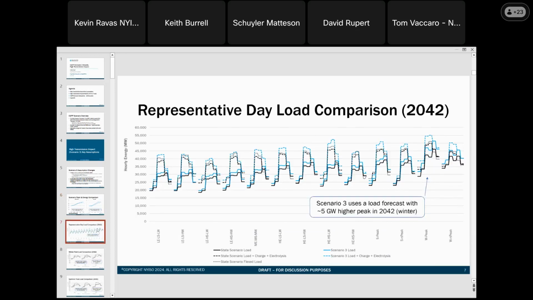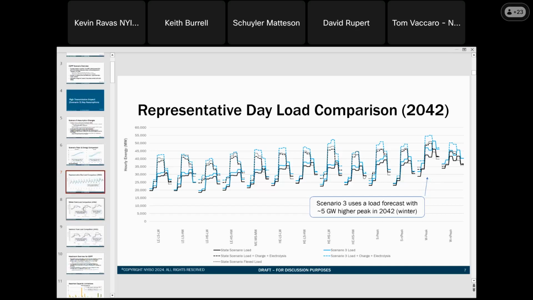And we've also made an effort just to show this in different ways. So this is showing how the load changes from a representative day perspective, the representative day being the main time periods that the model sees and makes its decisions based on. The black lines, the solid as well as dashed, are from the state scenario, and the blue lines are from scenario 3. So you can see how things change from this perspective.